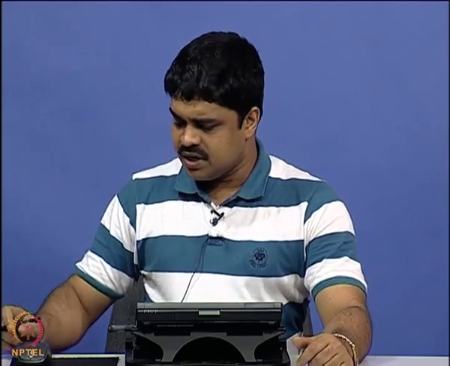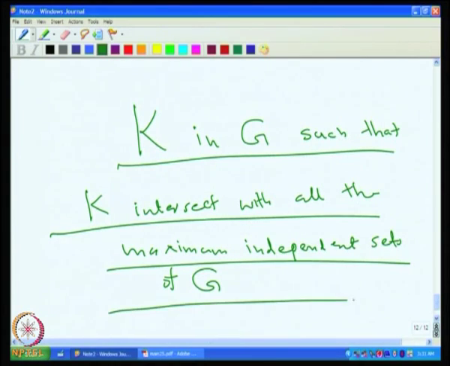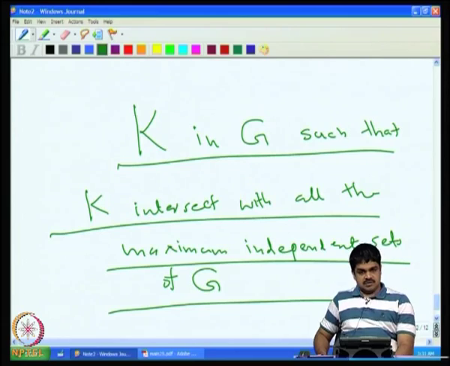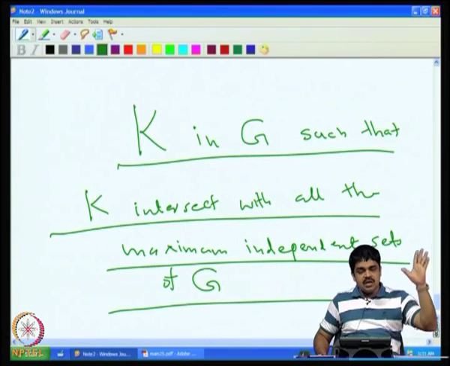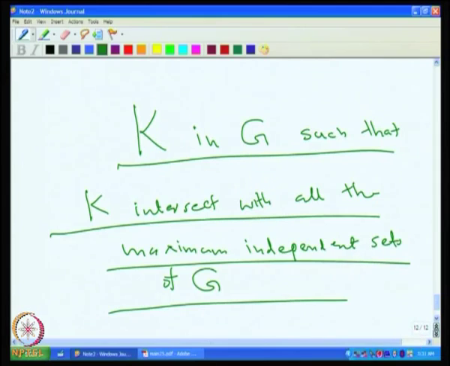So, the point here is that this statement is enough to complete our proof. That means, if you can find one clique in G which intersects all maximum independent sets of G, then we are done, because we remove that clique from the graph. So, we get a smaller perfect graph, because G is a perfect graph, and after removing K, an induced subgraph of G is perfect.